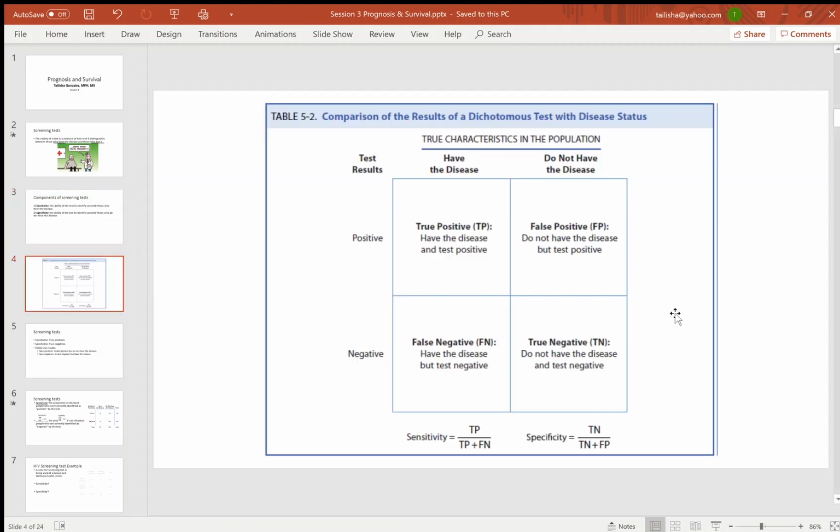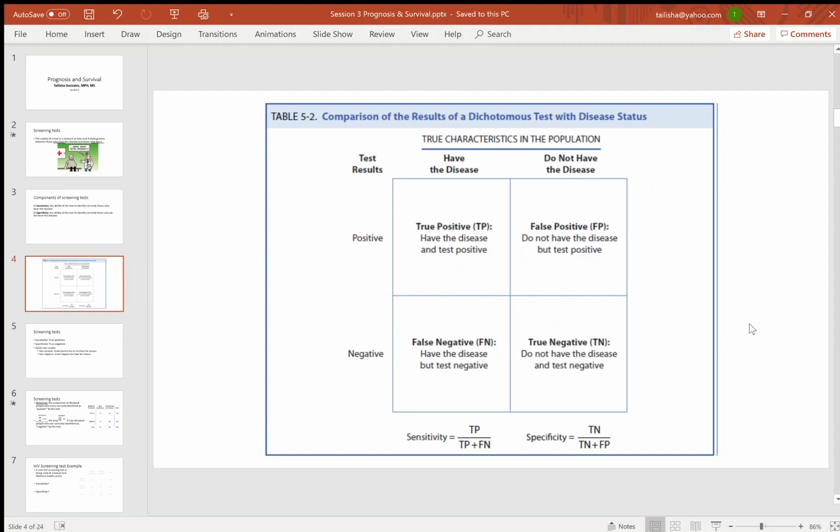And when we come up with our trusty 2x2, this is what it looks like. So on your rows, which are from the top down, is the true characteristic in the population. They have the disease, they do not have the disease. And your columns are your test results. They test positive, they test negative. So you can actually calculate sensitivity and specificity utilizing the data from your 2x2. And we call it a 2x2 because literally it's 2 times 2, which is 4 little boxes.